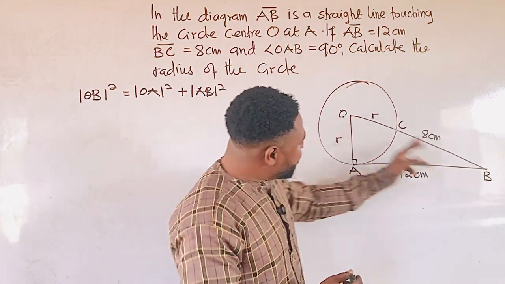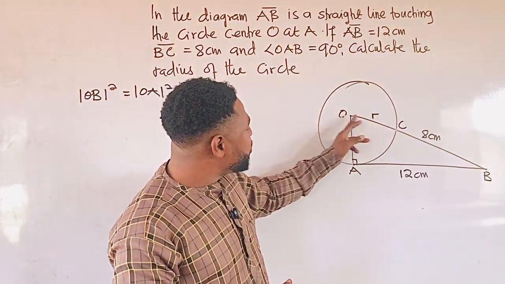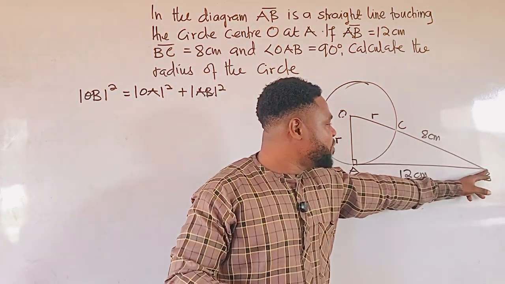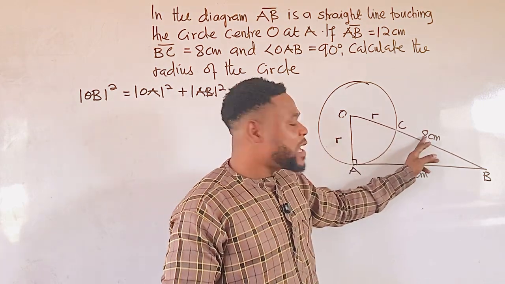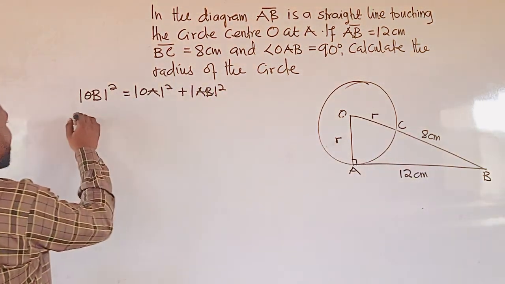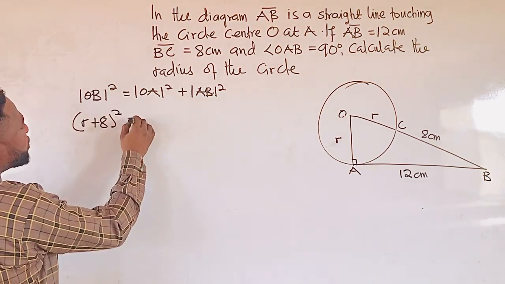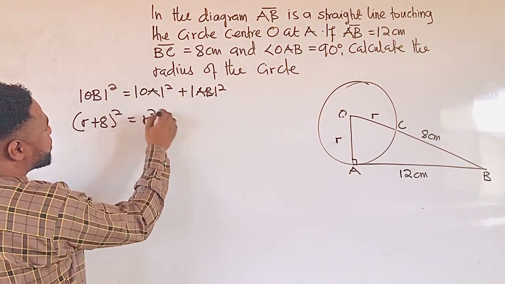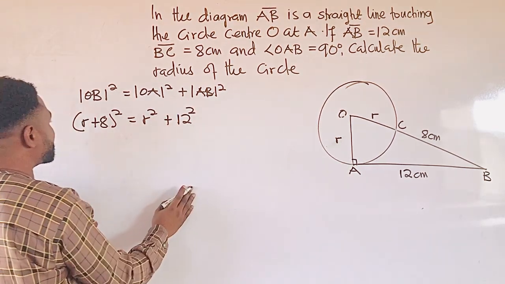Now, from O to B is a combination of O to C and C to B. Therefore, O to B is going to be R plus 8. So we are going to have R plus 8 all squared should be equal to OA, which is the radius, so radius squared plus AB, which is 12, so we have 12 squared.